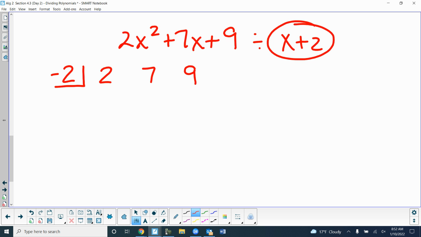Give yourself a little room under those numbers and make a line, because you're going to write numbers above and below that line. So just give yourself some room to write numbers. All right? And we're going to drop down the first term instead of the last term like we did in long division.